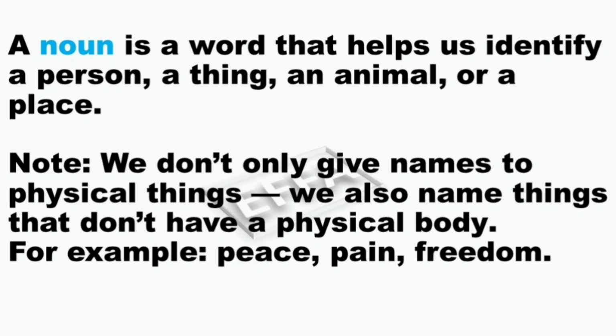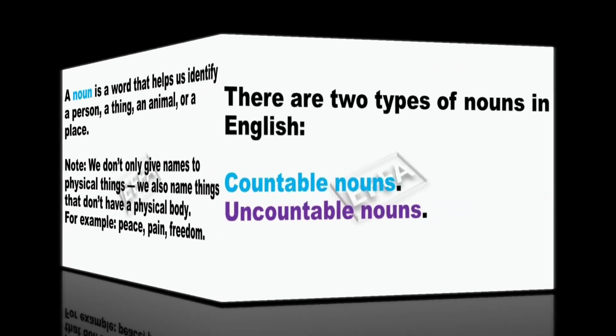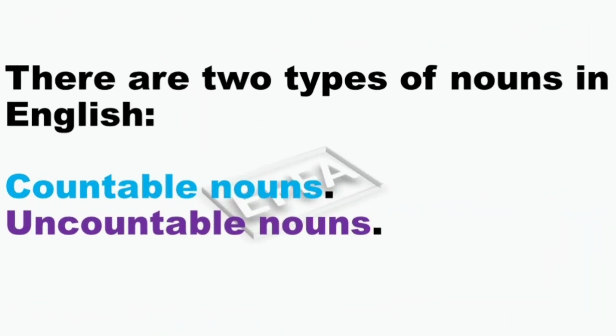Note, my friends, we don't only give names to physical things, we also name things that don't have a physical body. For example, peace, pain, freedom. Look, my friends, these things don't have a physical form, but we can still name them. Now that you understand what a noun is, let's talk about the types of nouns.